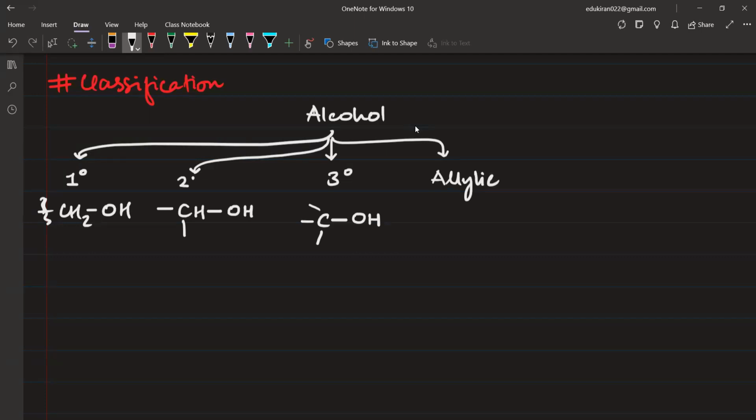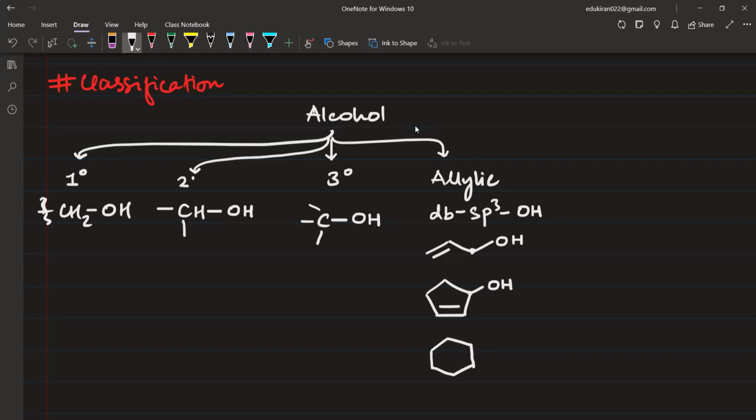Now, allylic alcohol is going to be a double bond bonded to an sp3 carbon, which is bonded to OH. So it will look something like this. Double bond, this is sp3, this is OH. Just a second.